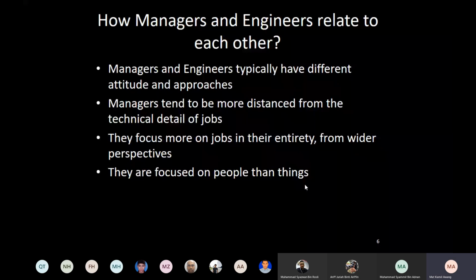Managers tend to be more distant from the technical details of jobs. The managers don't want to know the technicality of it. They sit in their office and they just want reports from you. Whereas the engineers sit in the lab, hands-on, doing the work.